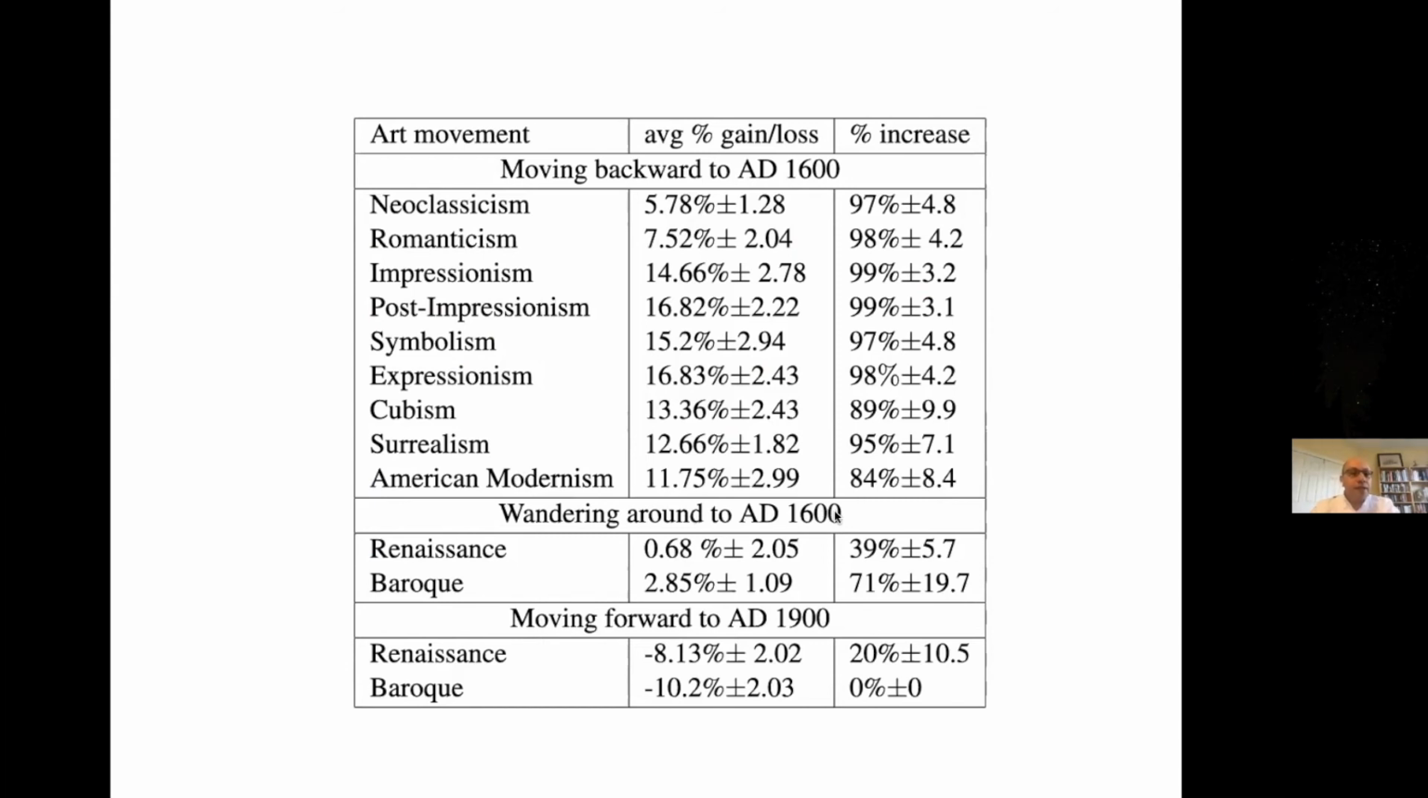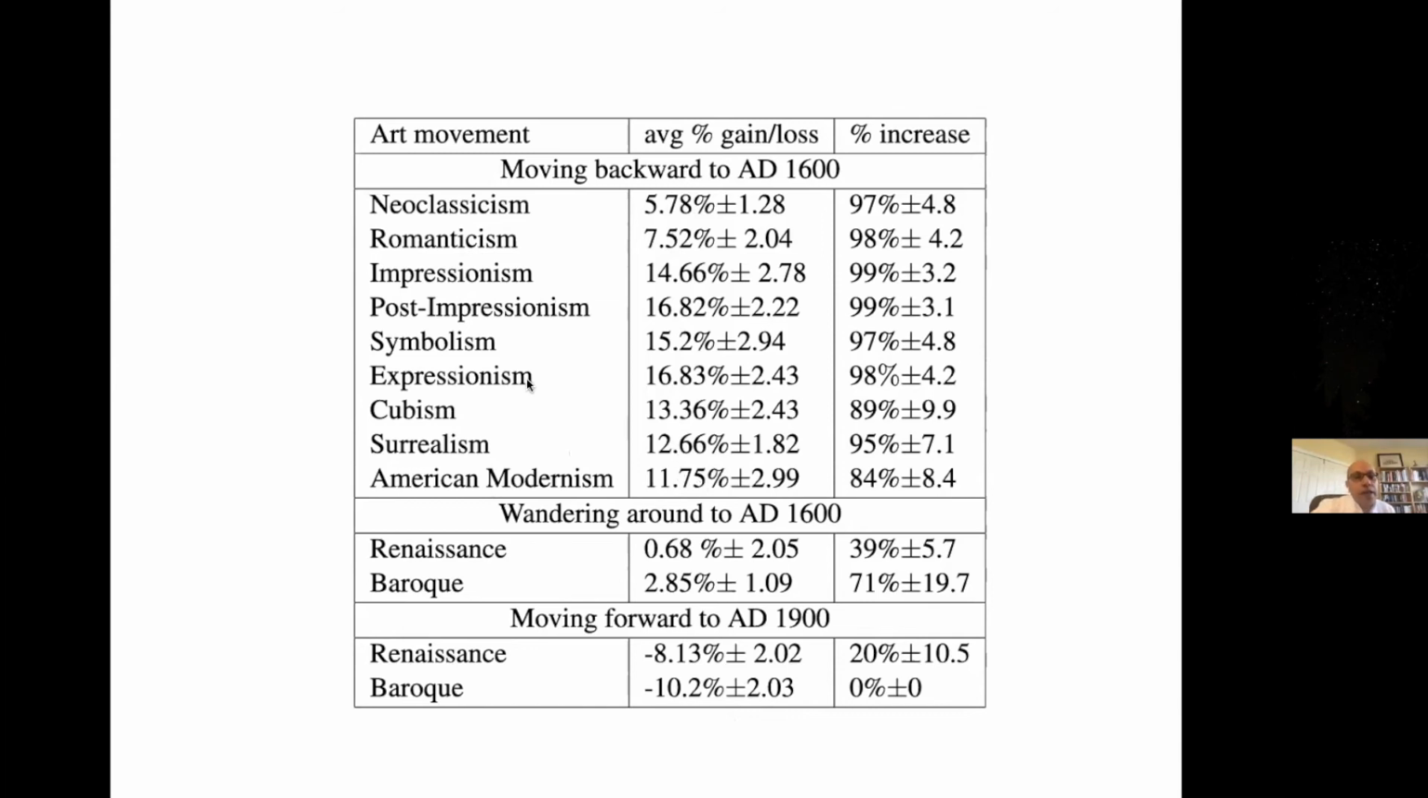We found that that's an interesting part. If you move Renaissance and Baroque artwork forward to the 19th century, you can see a consistent drop of creativity by 8 to 10%. So it's consistent when we repeated these experiments. If you move modern artwork from the 19th and 20th century back to 1600, you can see that the creativity score increases. However, with varying degrees depending on the art movement, and that makes a lot of sense.